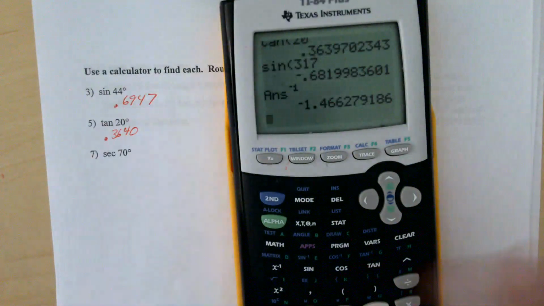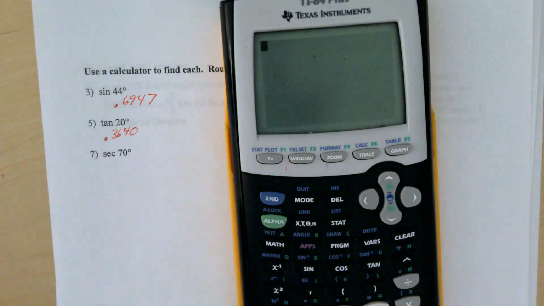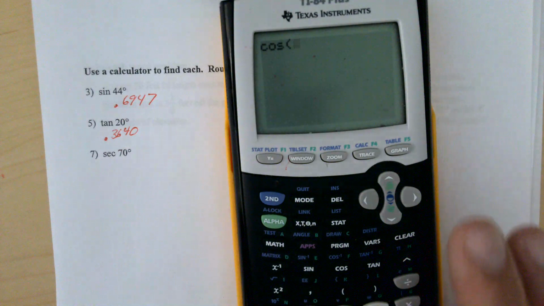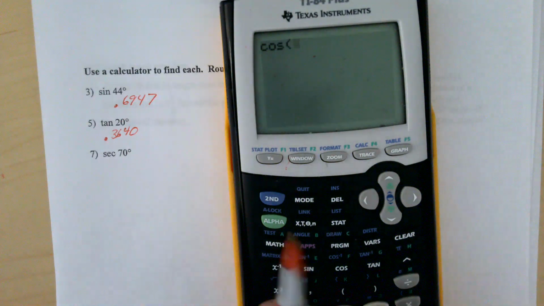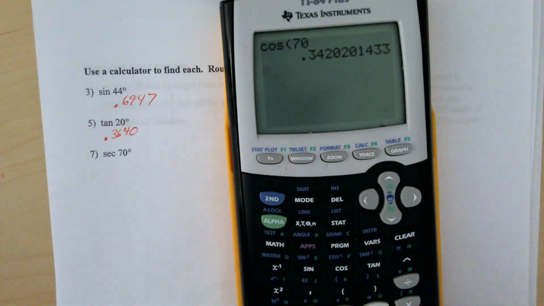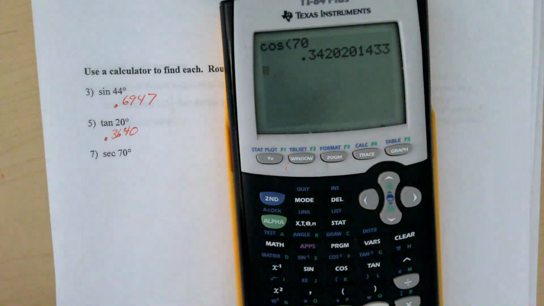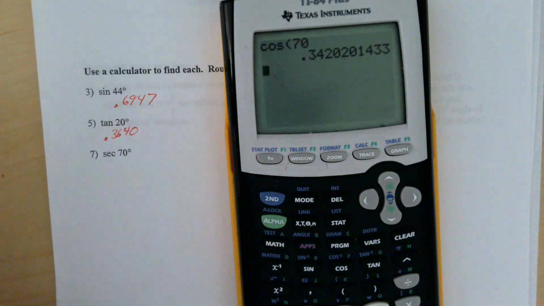So the rest of these, this is how it's going to be. For the secant, you need to type in the cosine. So the cosine is adjacent over the hypotenuse. We're going to first figure out what that would be, and it's 0.3420, but that's not what you want to write down in your paper. We want to compare the hypotenuse to the adjacent.